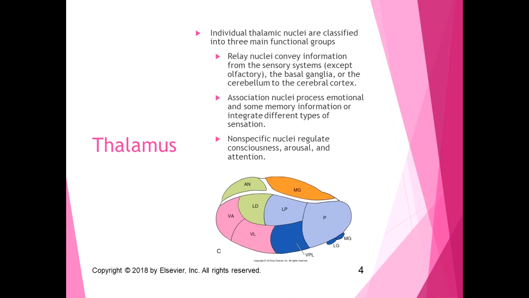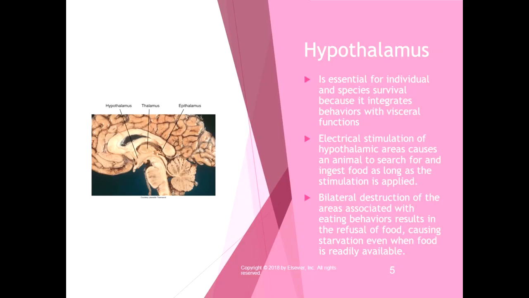The association nuclei process emotional and some memory information and integrate different types of sensation. So that makes sense. Association, it's putting together and integrating things. And nonspecific nuclei regulate consciousness, arousal, and attention. So lots of different nuclei. We're not going to talk about the different names of them, even though there's a lot of that in the book. But just know that the thalamus is a critical processing area in our brain.